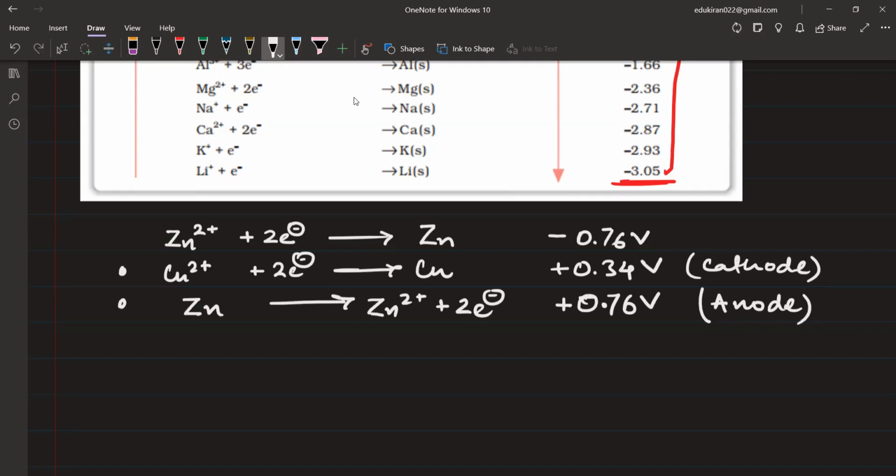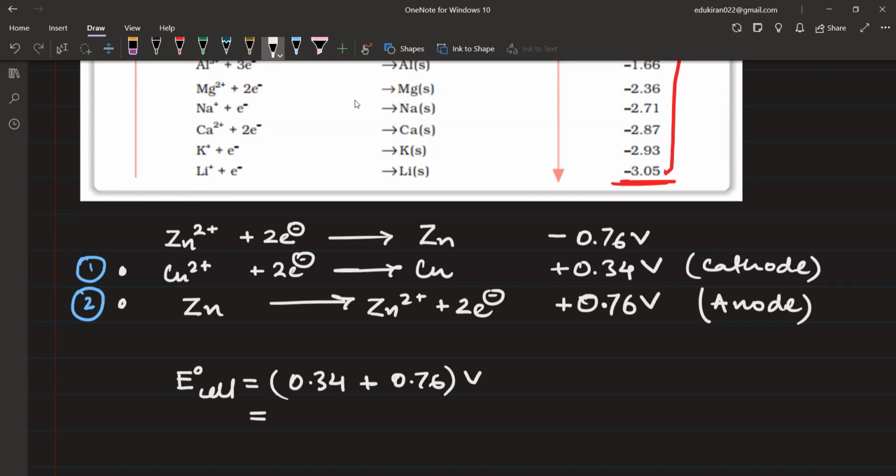Okay, fine. Please keep your mic on and tell me. We have a cell in which first and second both the reactions are happening. Yes or no? Please tell me. Both the reactions were happening. Correct? Yes. That means that complete cell, the E naught of cell, the complete cell will give me 0.34 plus 0.76 volts of energy. Is that clear? Yes or no? Please tell me. Yes, I hope there is no difficulty in understanding this.